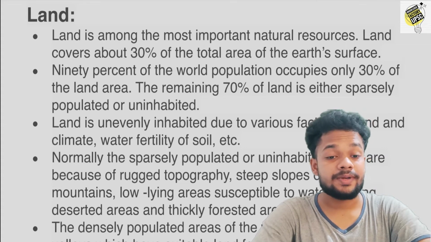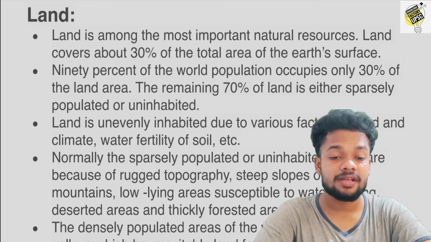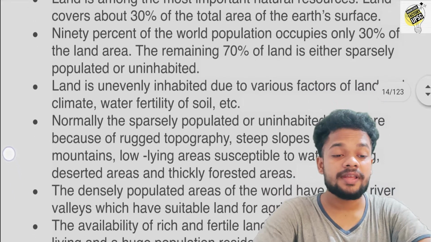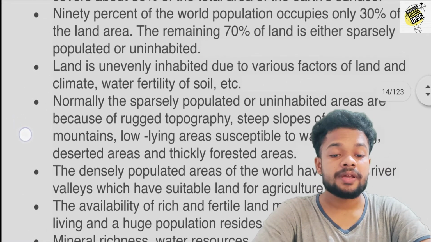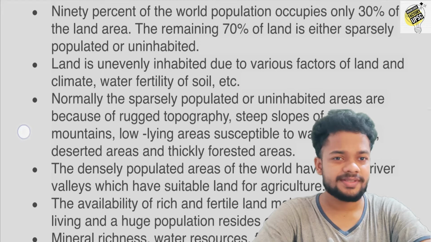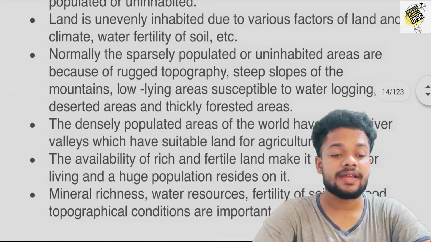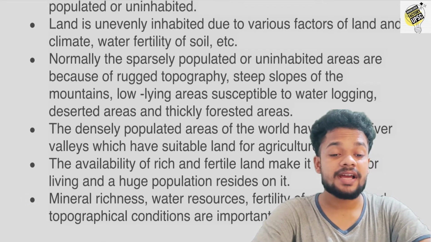First of all, here we are going to discuss what land is. Land is among the most important natural resources, and land covers about 30% of the total area of Earth's surface. So on Earth, land comprises almost 30% of the total area. 90% of the world population occupies only 30% of the land area, and the remaining 70% of the land is either sparsely populated or uninhabited. It's not such an important point because it's just a numerical figure. And the land is unevenly inhabited due to various factors of the land and the climate, water, fertility of soil, etc. So on Earth, the land is unevenly inhabited.